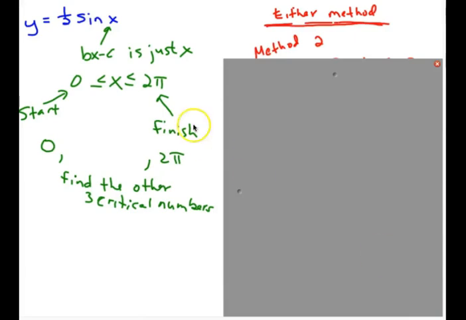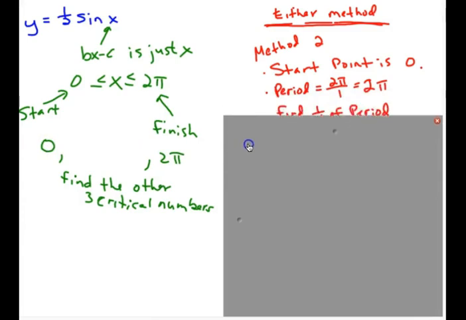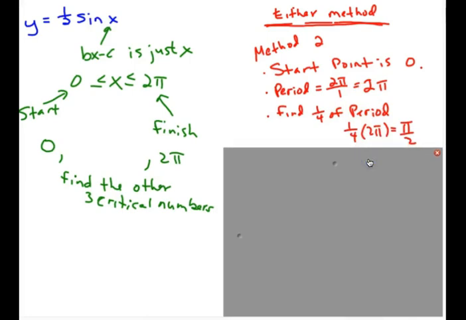The second method is I'll start with y equals 1/2 sine x, where x is still my bx minus c. What I see here is that b is 1 and c is 0. So my start position is 0 because I don't have a phase shift here. There's nothing inside there but x. And my period is 2 pi because b is 1; 2 pi divided by 1 is 2 pi. And so I'll find 1/4 of the period, and 1/4 of 2 pi is equal to pi over 2.